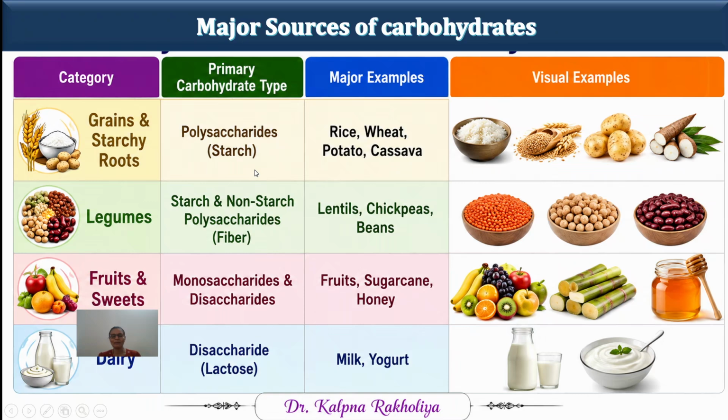Mainly starch is present. In the case of legumes like lentil, chickpea, and beans, they contain starch as well as a non-starch polysaccharide, which we call fiber. In fruits and sweets like fruit, sugarcane and honey, monosaccharides as well as disaccharides are present. In dairy products like milk and yogurt, the disaccharide lactose is present as a carbohydrate.